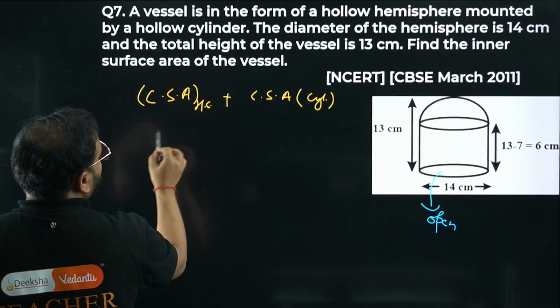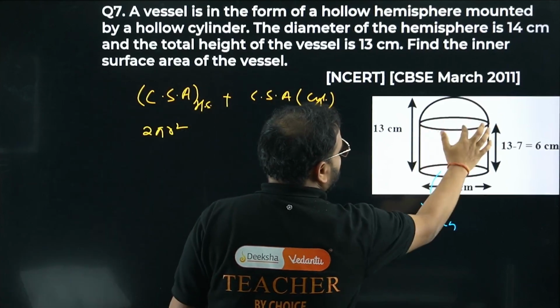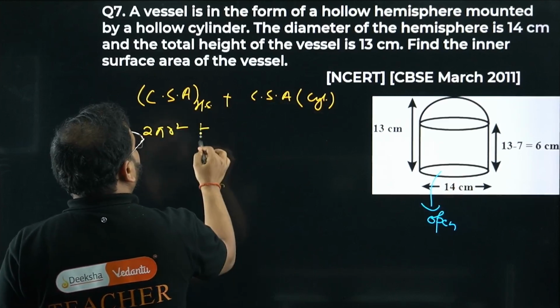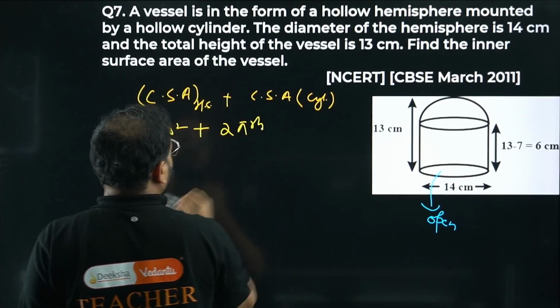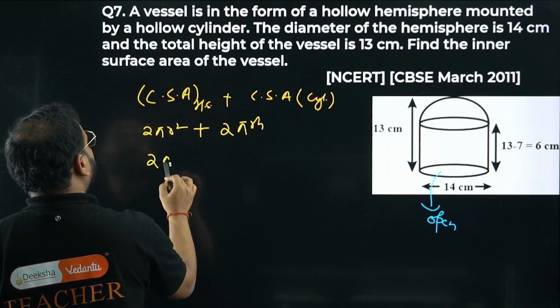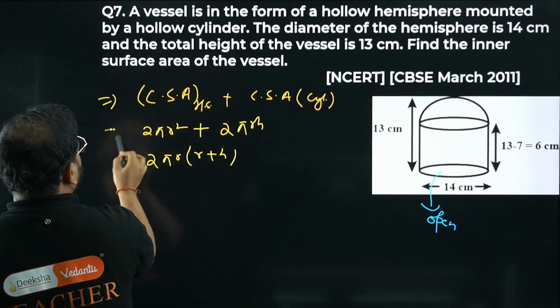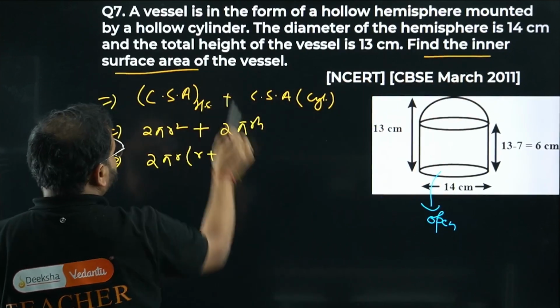What is this going to be? 2 pi r square. There is no circular surface over here, nor here as well, because they are both hollow. Plus, what is the CSA for cylinder? 2 pi rh, right? I can take 2 pi r common. This is r plus h. This is the required answer, right? The inner surface area of the vessel, please check this out.